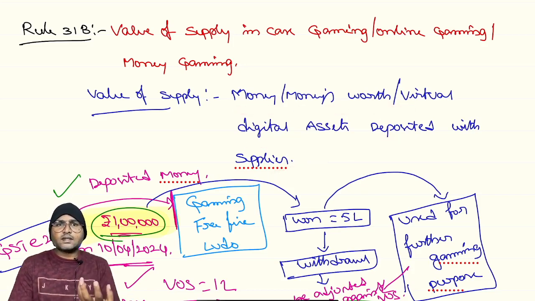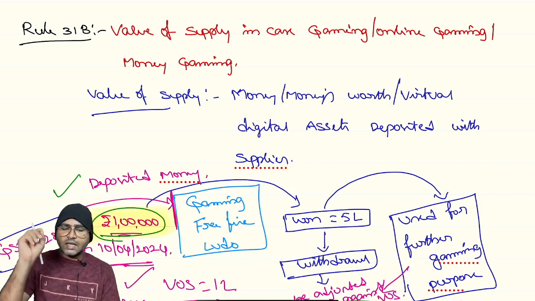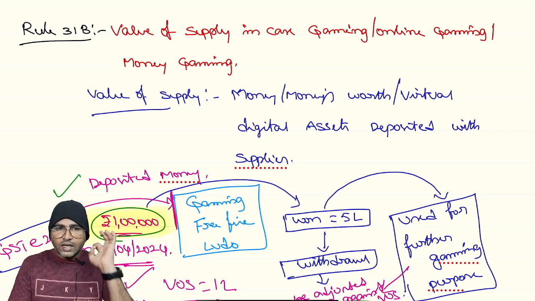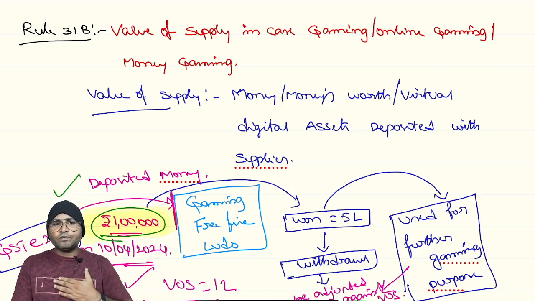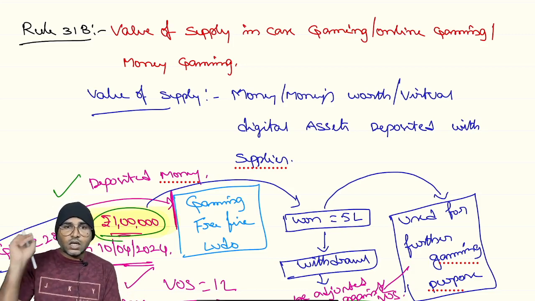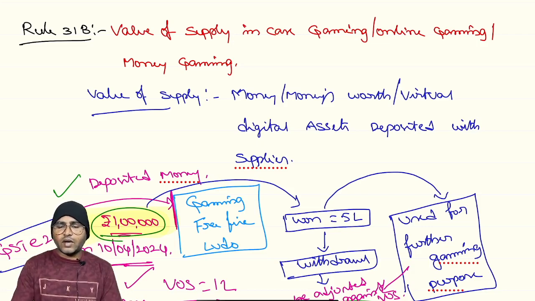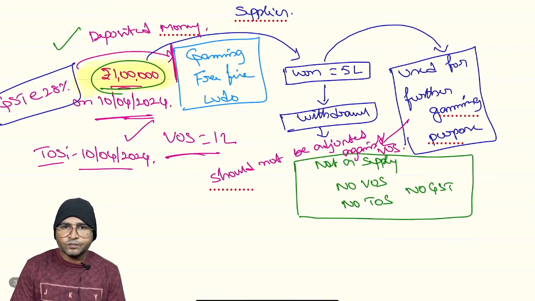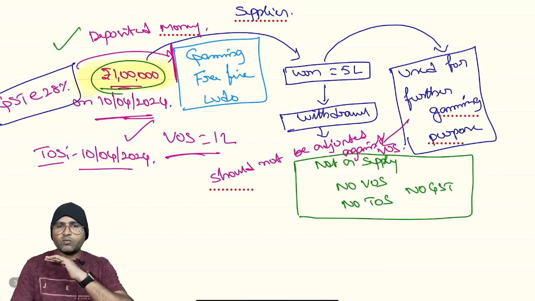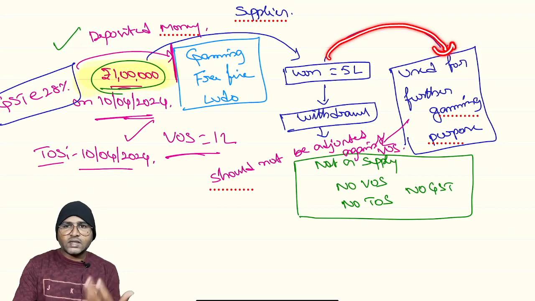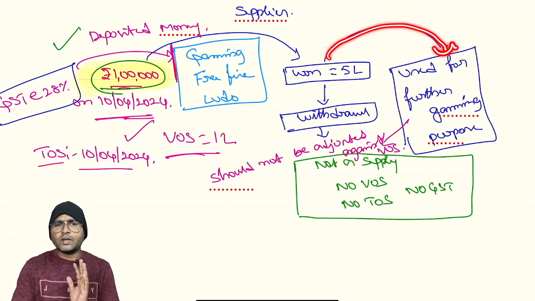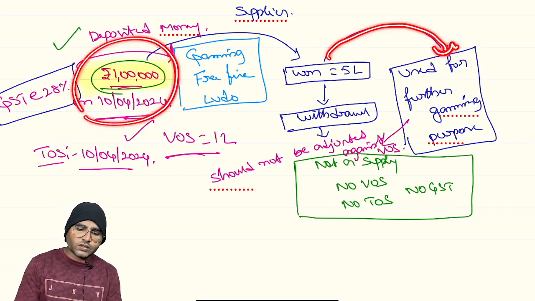That is the person running such online gaming or online money gaming, and the day on which such money has been deposited will be the time of supply. Whatever amount has been deposited by the recipient or a third party becomes the value of supply. Any amount withdrawn or adjusted won't be adjusted against the value of supply. And if the same amount is used again for further gaming purposes, it won't be treated as value of supply, and there is no need to pay any GST on it, only at the time of the deposit.